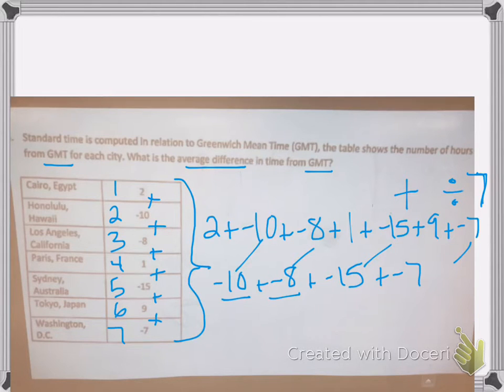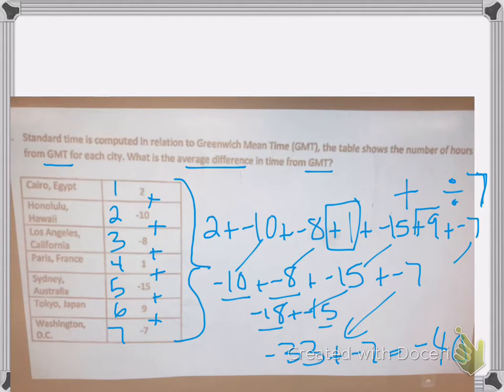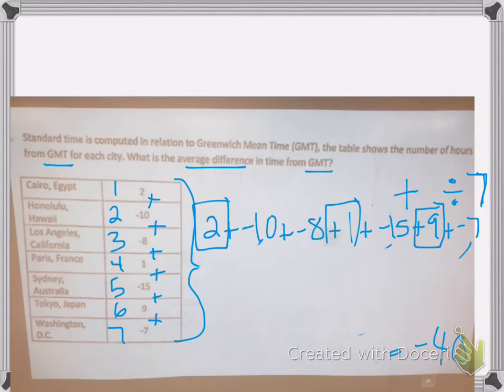So we got 10 plus 8. Since they're the same sign, you just add. So that's negative 18. Now we add the 15 to that. Negative 18 plus negative 15. They're both the same sign. So that's 33 negative. Then you add the negative 7. And you get negative 40. But we have to do all the positives. So this plus 1, this plus 9, and this plus 2. So we've got to add up all our positives, and we get 2 plus 1 is 3, plus 9. 3 plus 9 is 12. All right, so we've got 12 and negative 40, so negative 40 plus 12.